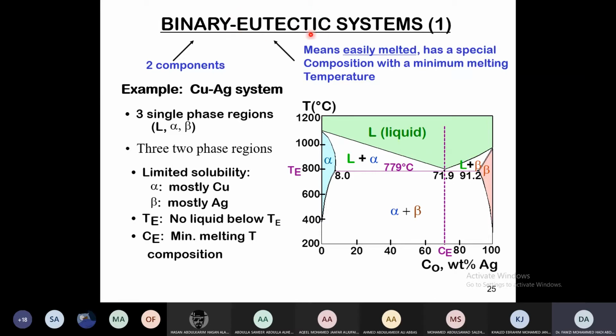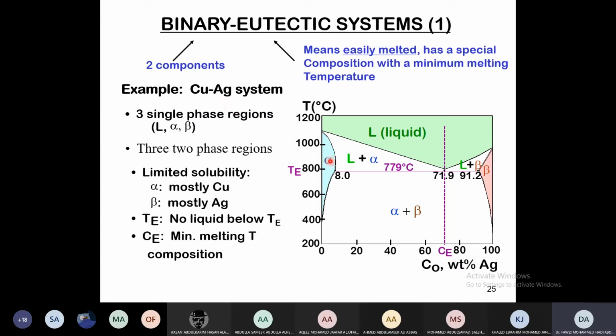So what is the meaning of eutectic? Basically, eutectic means easily melted, which has a special composition with a minimum melting point temperature. We will come to this point in a minute, but let us first look at an example of the phase diagram and introduce ourselves to it, and then we will talk about what eutectic exactly means. We will deal with the copper silver system, binary, two components.